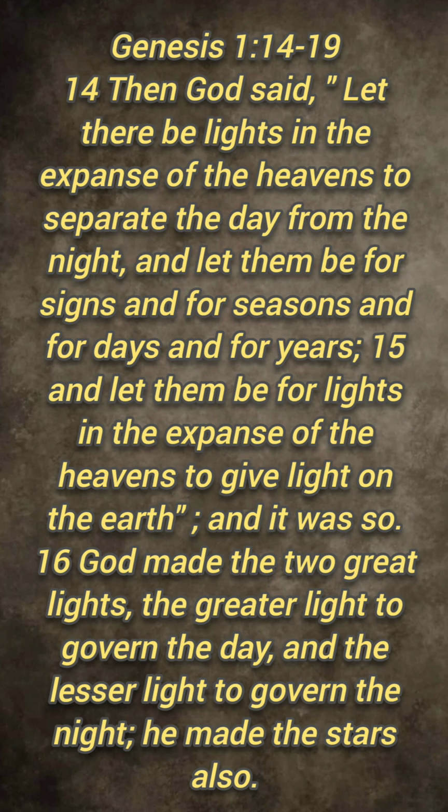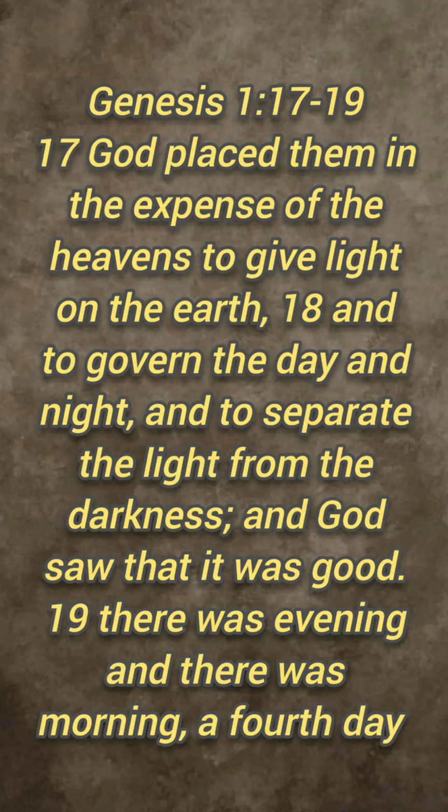Then God said, "Let there be lights in the expanse of the heavens to separate the day from the night, and let them be for signs and for seasons, and for days and years, and let them be for lights in the expanse of the heavens to give light on the earth." And it was so. God made the 2 great lights, the greater light to govern the day and the lesser light to govern the night. He made the stars also. God placed them in the expanse of the heavens to give light on the earth, and to govern the day and the night, and to separate the light from the darkness. And God saw that it was good. There was evening and there was morning, a 4th day.